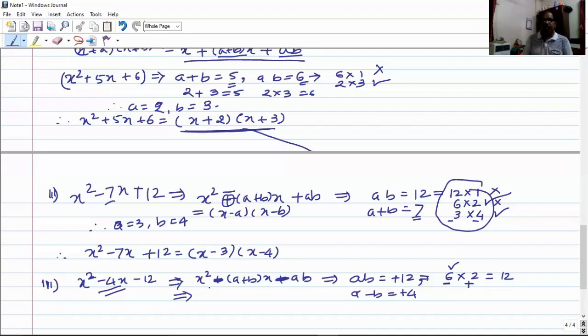So the factors of such algebraic expressions will be x minus a and x plus b, where a is greater than b. So I can write the factors as x minus a into x plus b in the case where a is greater than b. In some cases, if b is greater than a, we can write it as x minus b and x plus a, like that.